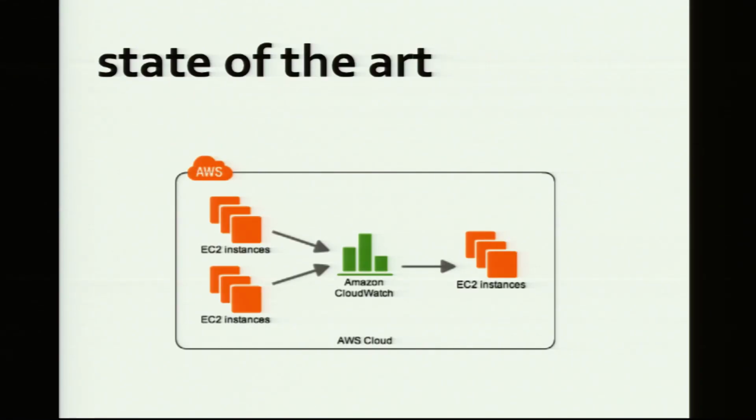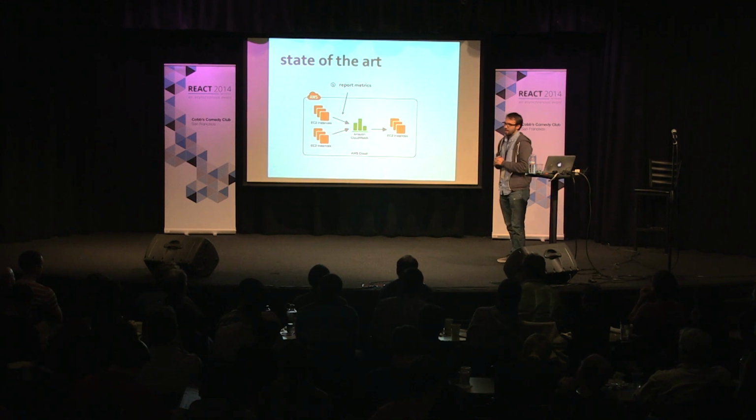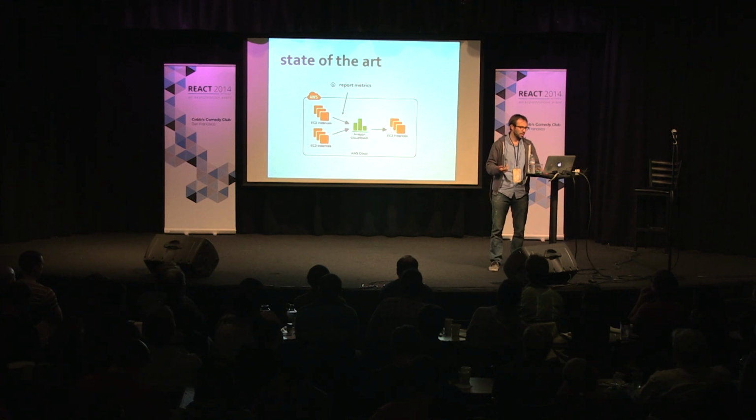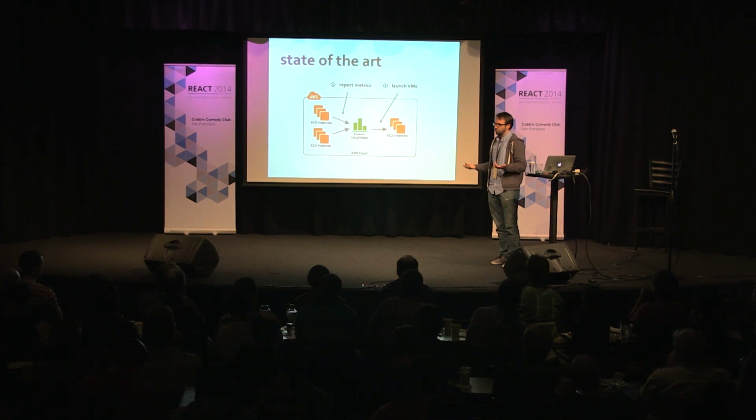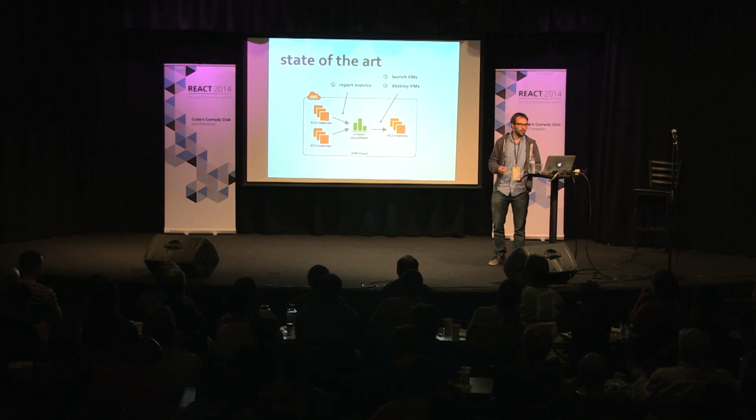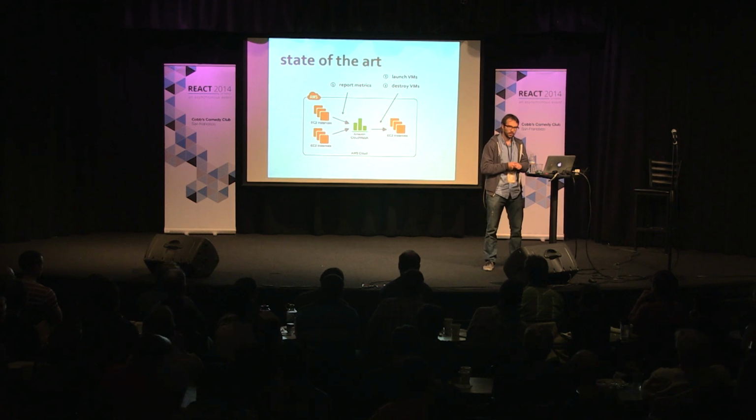Okay? So the state of the art in the cloud is you run a bunch of instances. You have those instances report metrics. This gets back to the Reactive Manifesto's definition of what it means to be elastic. You have them report metrics, measurable things. Those metrics get reported to something like Amazon CloudWatch. CloudWatch can then use that information, based on some rules you can set up, to decide when you might want to launch more virtual machines, okay? Or when you might want to actually destroy virtual machines. Based on certain metrics, you'll take one of the two options, okay?